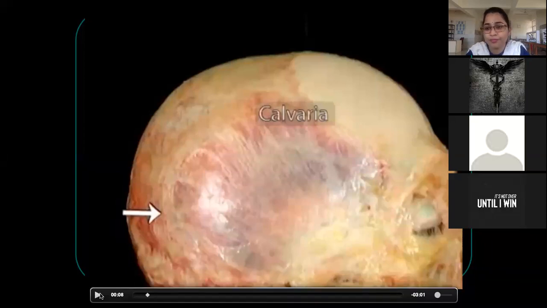Ma'am, the insertion of the buccinator will be the upper and lower lip? Yes, it reinforces with the fibers of orbicularis oris and gets attached to the skin of the upper lip and lower lip.